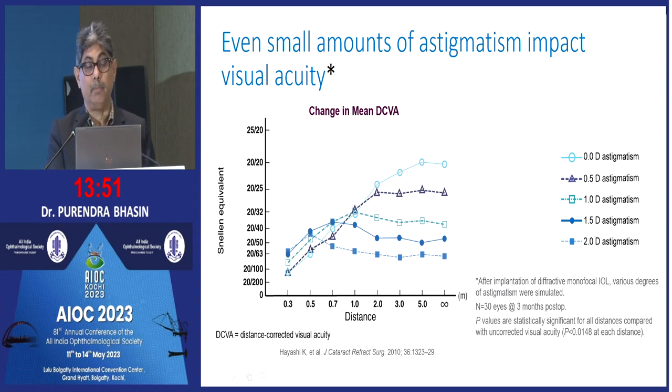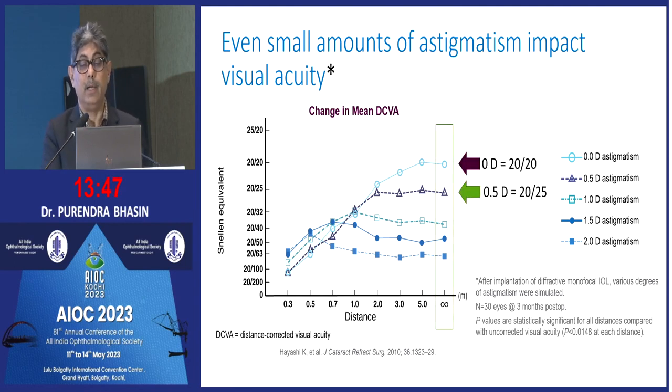If only 0.05 diopter of astigmatism is left over, it can decrease the vision to 6/9 or 6/6 part, and now cataract surgery has become a refractive surgery. So most of the patients are very demanding, and with 0.75 diopters you can have 6/12 vision, and with one diopter 6/18, or even 1.5 diopter, 6/24 vision.